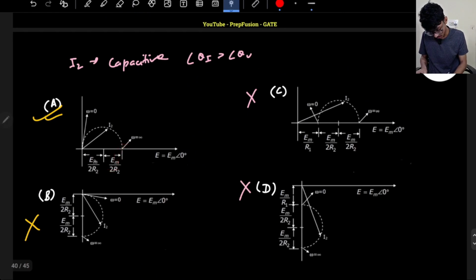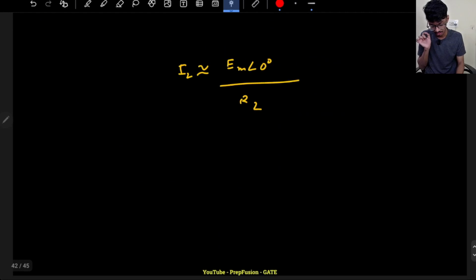So EM by R2, if you see, is here. This is EM by 2 R2, this EM by 2 R2. At omega equal to infinity, I should get plus EM by R2. This is telling me at omega equals to infinity, I am getting what? J, phase of 90 degree EM by 2. No, there will not be any phase with the voltage. As it is a purely resistive circuit, it will be in phase with the voltage. So this will be EM by R2. Option A will be the correct answer for this question.